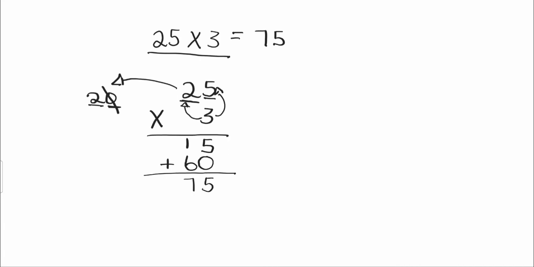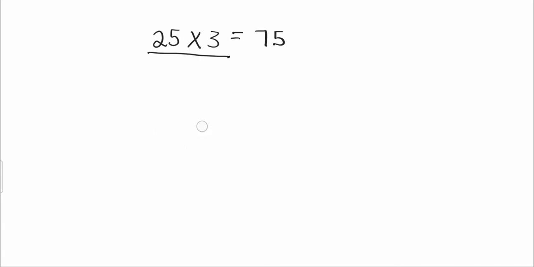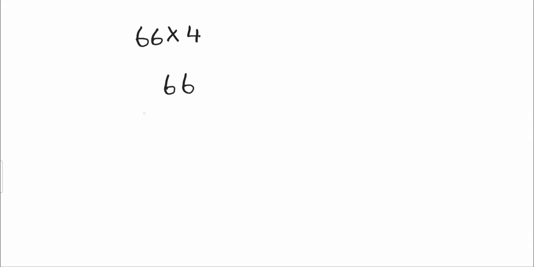Let's play around with another one. So, say we have 66 multiplied by 4. Once again, what is the first thing that you're supposed to do? Rewrite your numbers according to place value. So you're going to start with 66 multiplied, never forget your multiplication sign, by 4. And then you're going to underline. Now you're starting. Remember, 4 times 6 and then 4 times 60.